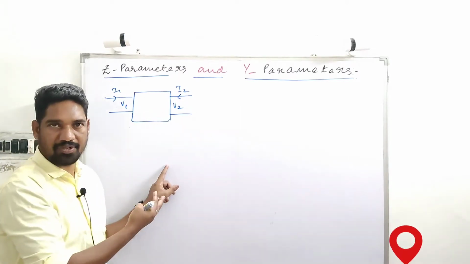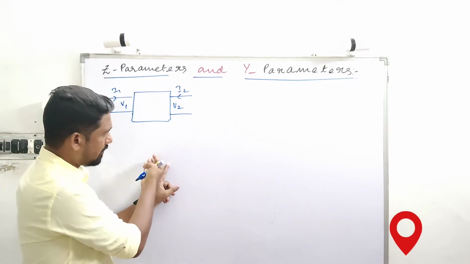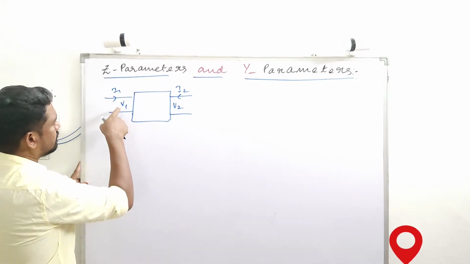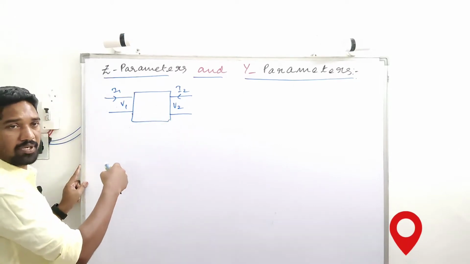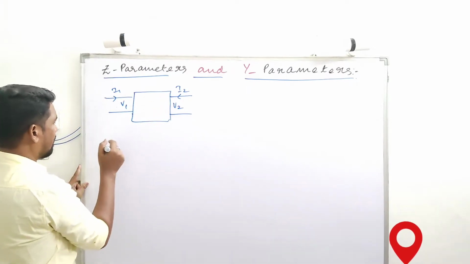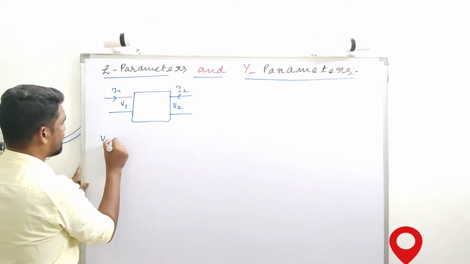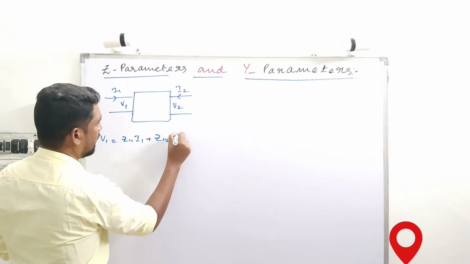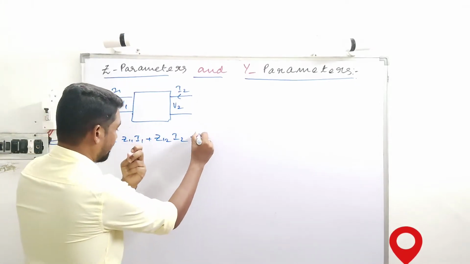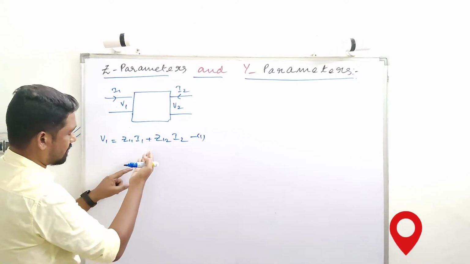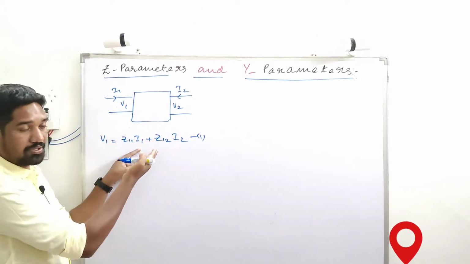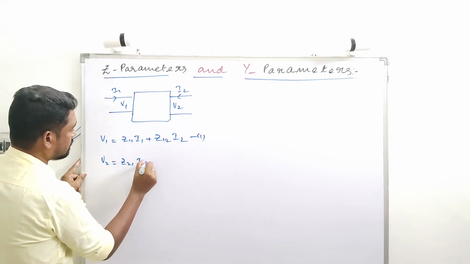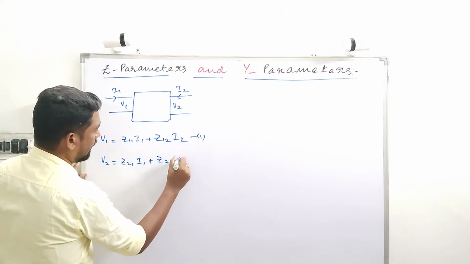Usually we start this analysis from the two describing equations for Z parameters and Y parameters. The two describing equations, assuming voltage as the dependent parameter and current as independent, are: V1 is equal to Z11 I1 plus Z12 I2. This is equation 1, where we start the analysis from the describing equations for the two-port network, Z parameter. And the second one is V2 equal to Z21 I1 plus Z22 I2.